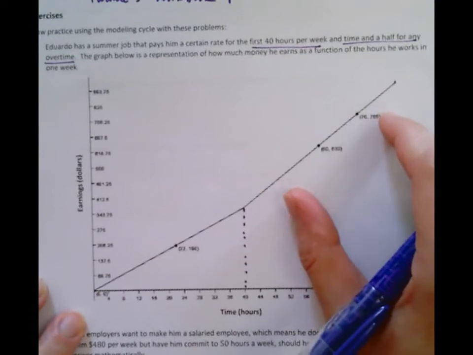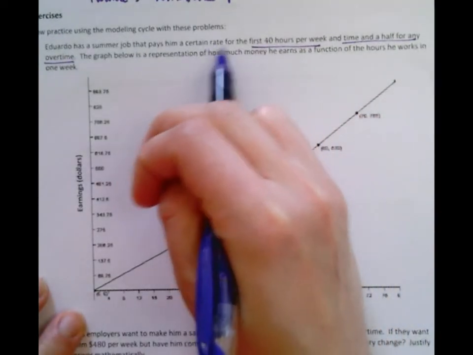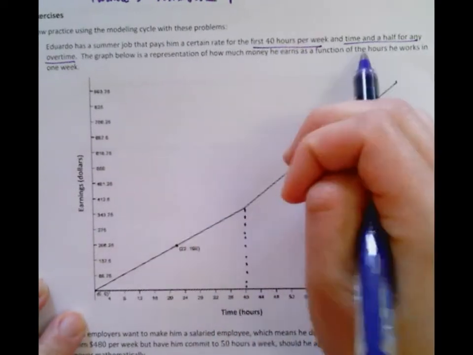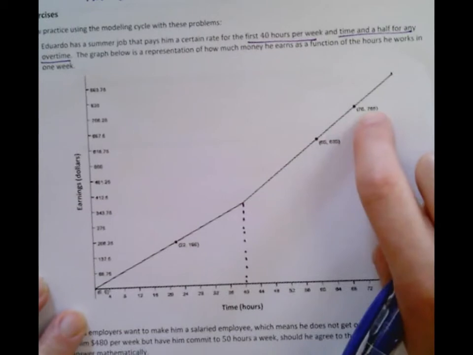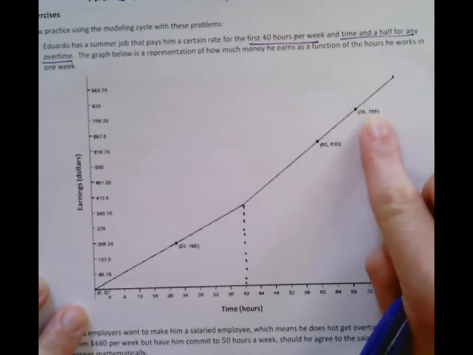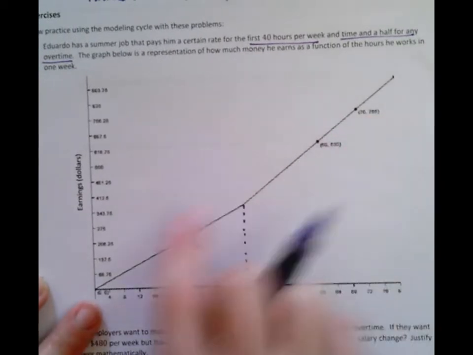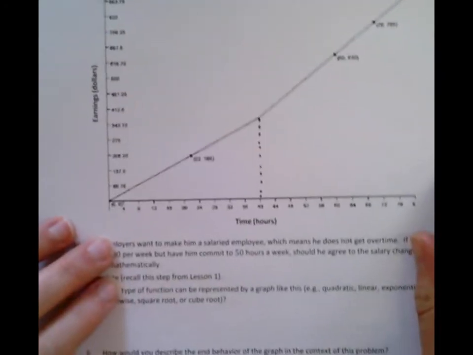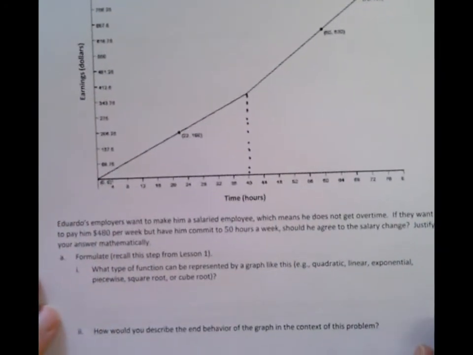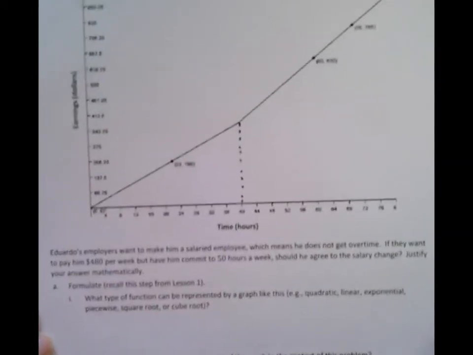Well, it's probably happening because it says he makes a certain rate for the first 40 hours, but after that, he makes time and a half. So the slope is getting steeper to represent that his hourly wage is going up to what he was making before plus half of that, okay? So we're going to go through the modeling process to come up with a function that represents the situation here.